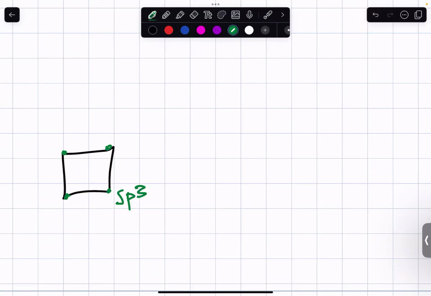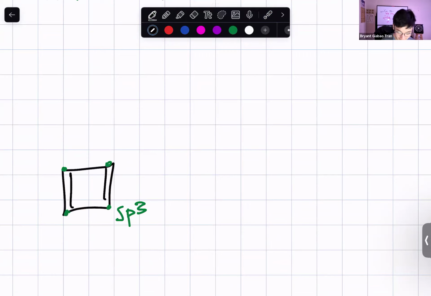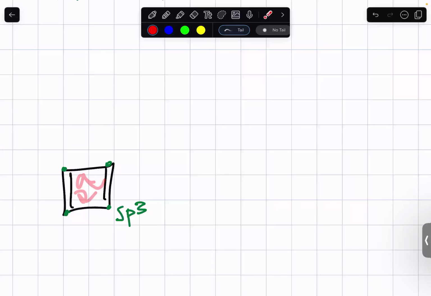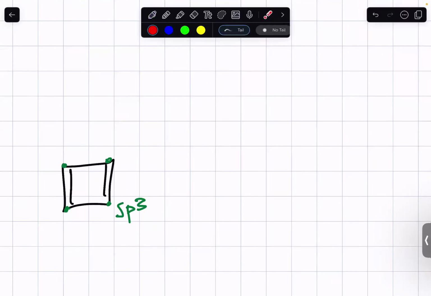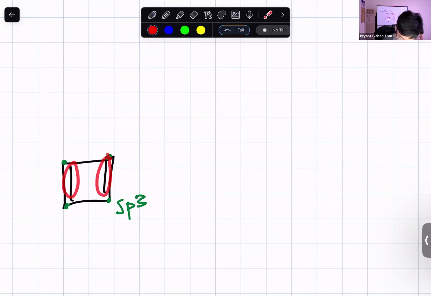But what if you add two double bonds? I don't know that name. If you have two double bonds like this, then yes, it would be fully conjugated now. But how many pairs of electrons do you see? Let me count real quick. This is one pair, this is another pair of electrons. So that's going to be two pairs.